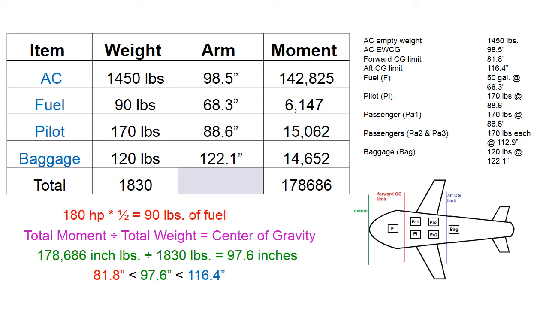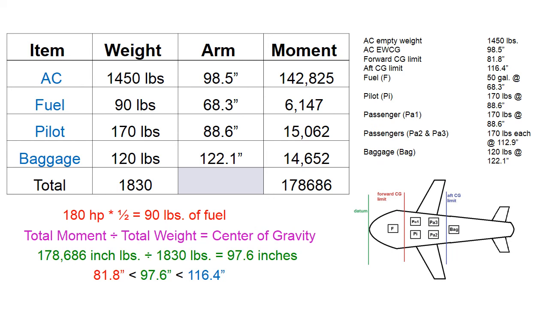Again, we will start with an item, weight, arm, moment chart. We will begin to complete this chart by listing the aircraft in the item column and including its empty weight in the weight column and its empty weight center of gravity in the arm column. Next, we will add fuel in the item column and calculate minimum fuel by multiplying the engine horsepower of 180 by 1/2 to get 90 pounds of fuel, whose location of 68.3 inches was given.